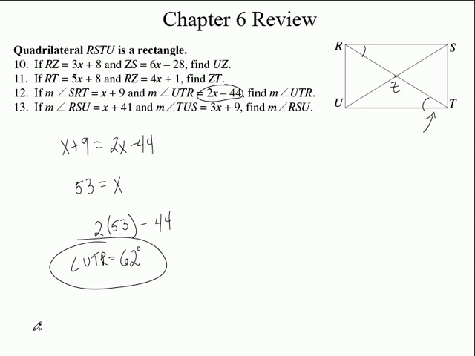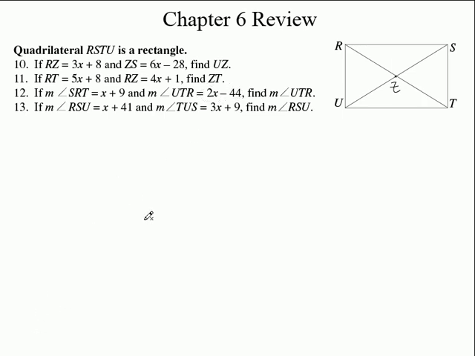All right, one more of these. This last problem is kind of like the one we just did, so it shouldn't be that hard to follow. RSU. RSU is this angle right here. And then TUS, where's T, then U, then S. Now look, they're also alternate interior angles, just like we had earlier. Now they're two different angles, but it's the same idea. Find RSU. So find this angle right here.